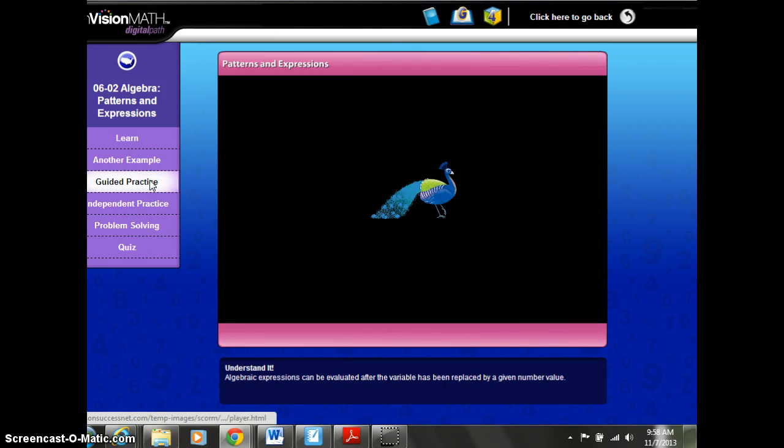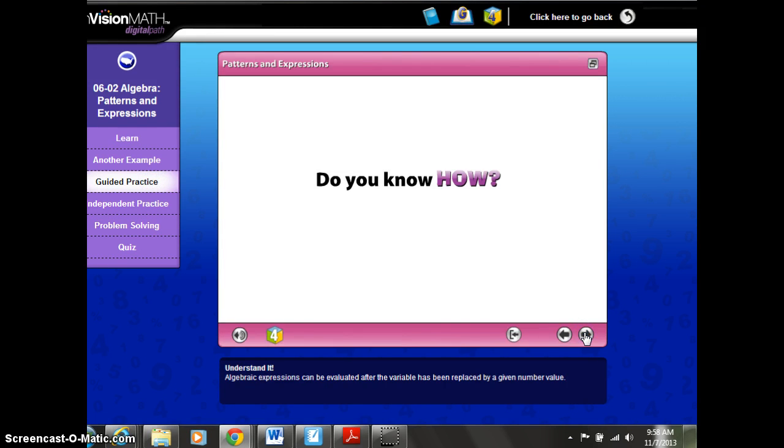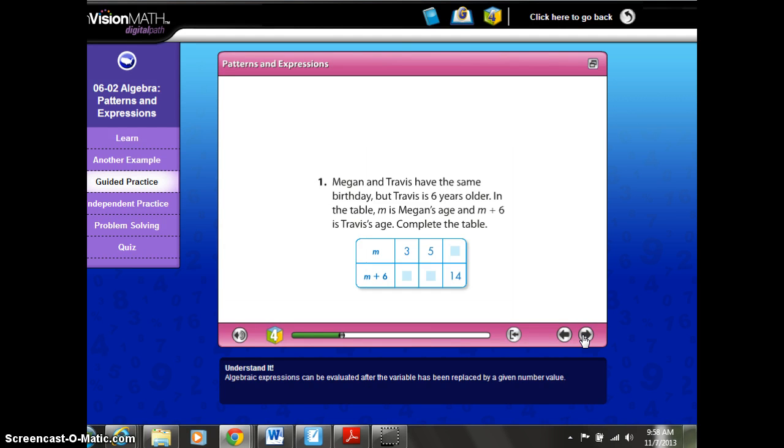Well, that's what we're going to do today. We are going to use patterns to find numbers. So let's take a look at this first example. Megan and Travis have the same birthday, but Travis is 6 years older. So in the table, M is Megan's age. We don't know how old she is, but M plus 6 is Travis's age. So let's complete this table. If M is 3, what would M plus 6 be? So we can take that 3 and we can slide it over to where the M is. And what would that be, Erin?